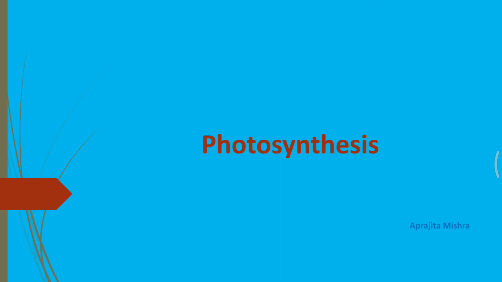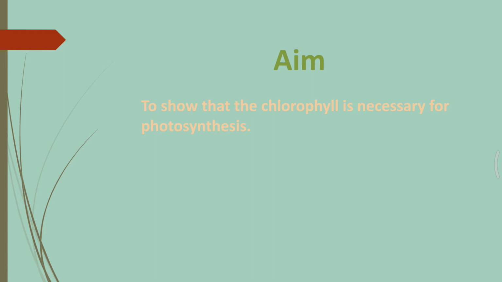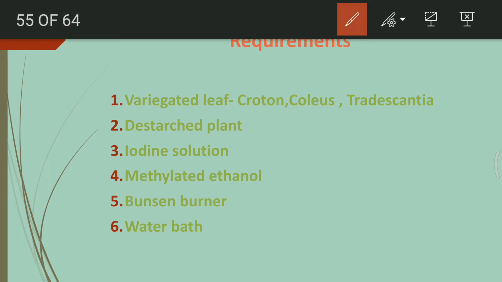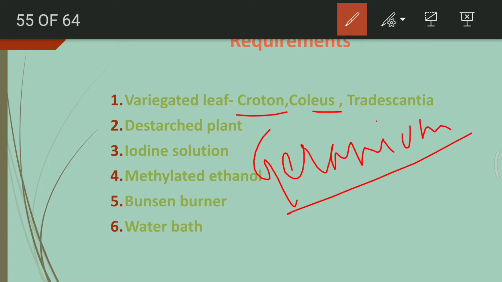So, we will just do an experiment in order to understand how chlorophyll is important for the process of photosynthesis. The requirement is a variegated leaf. What is the meaning of a variegated leaf? There are a few leaves like geranium, maybe you have seen, croton, coleus, or tradescantia. These leaves have the presence of certain patches within them.